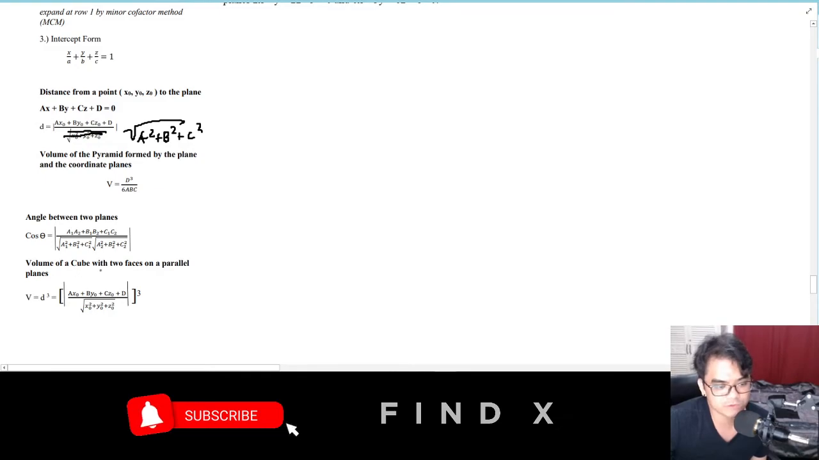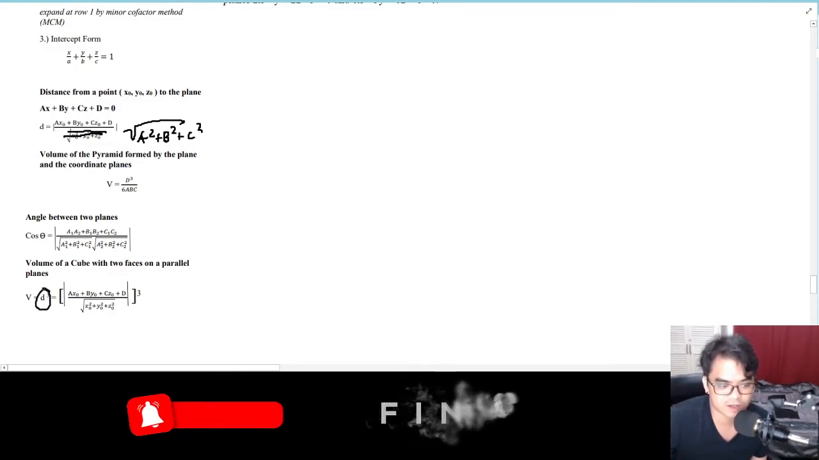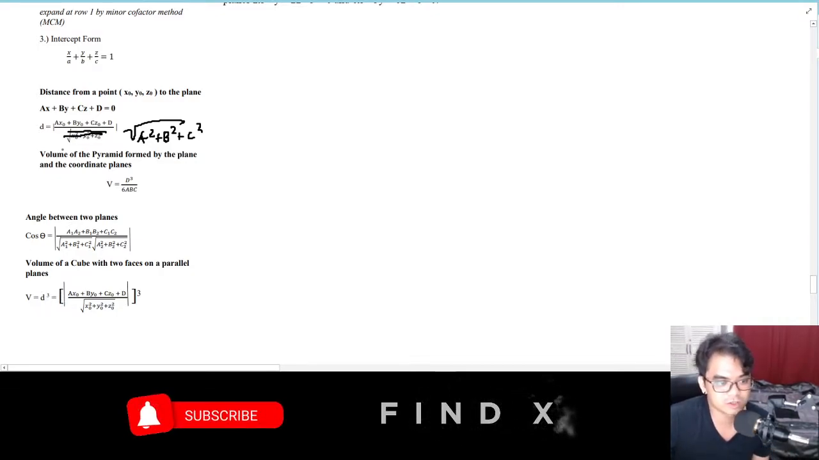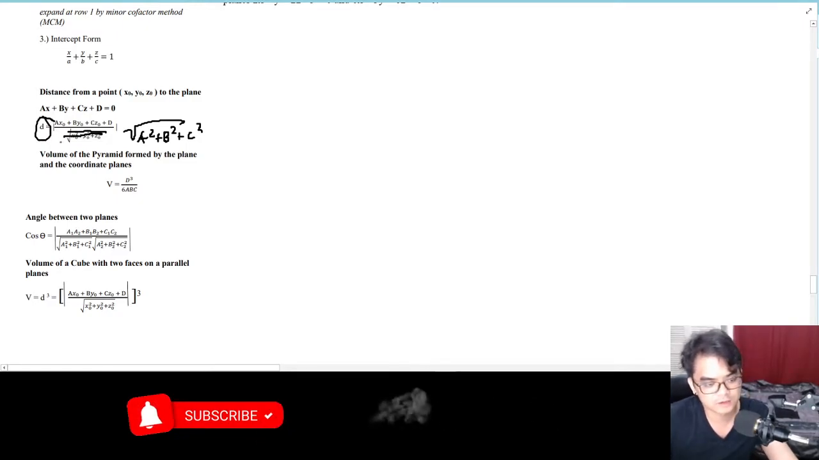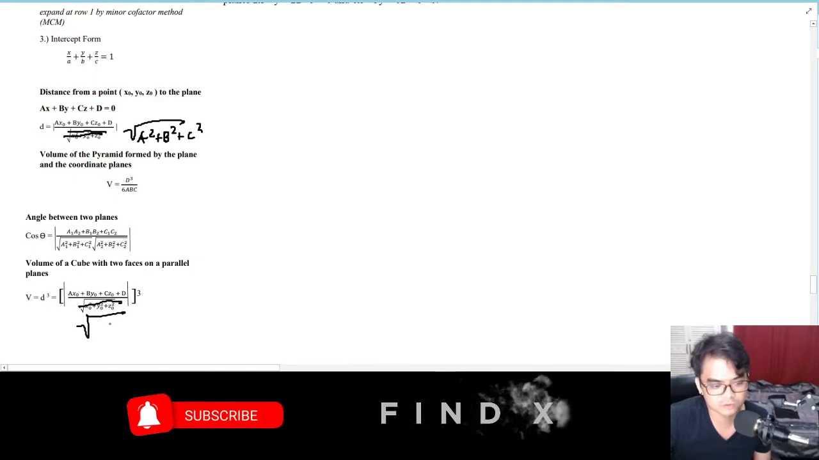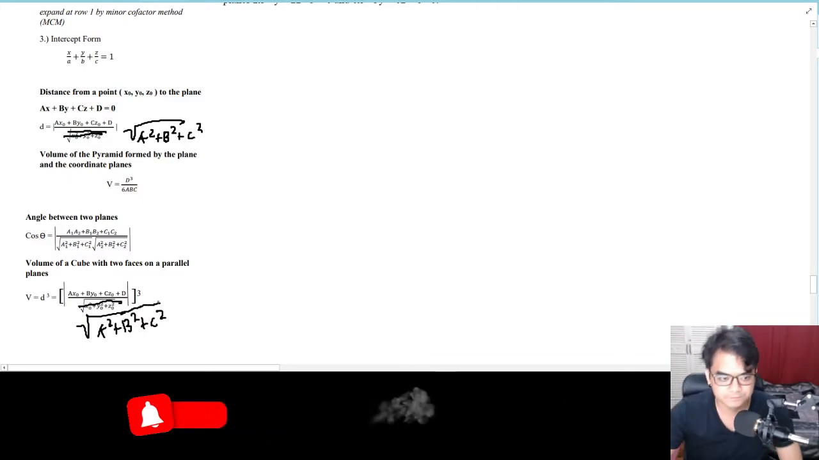The volume of the cube with two faces on parallel planes is just d cubed, where d, I think I already gave, is this one. And again this is wrong. This must be the square root of a squared plus b squared plus c squared.